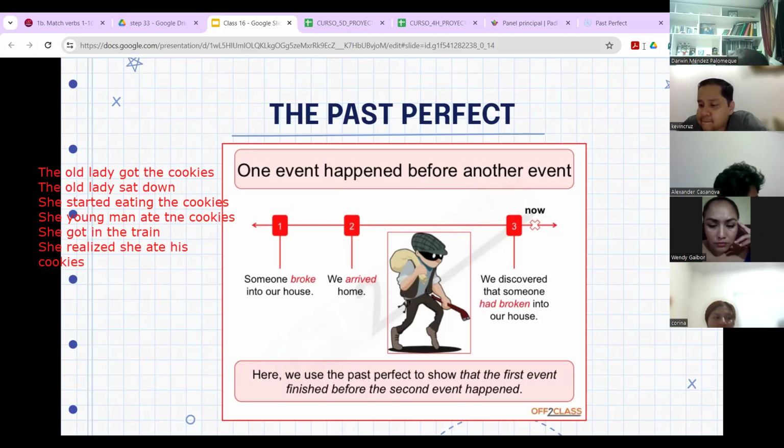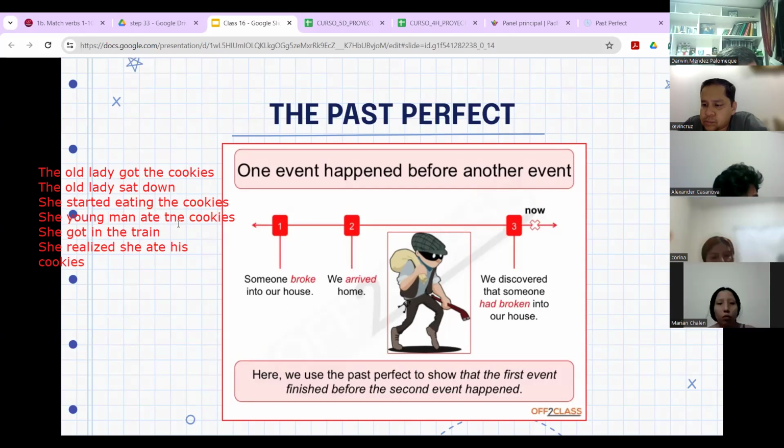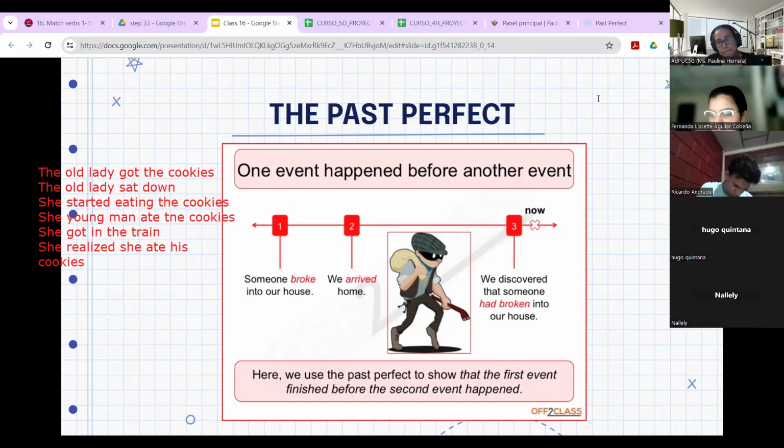Okay, so we saw the story, right? And here I just put some of the things that happened in the story. I have the old lady got the cookies. The old lady sat down. She started eating the cookies. The young man ate the cookies. And there's Mr. Good. She got in the train. She realized she ate his cookies. Yeah. So today we're going to talk about a verb tense that is called the past perfect.